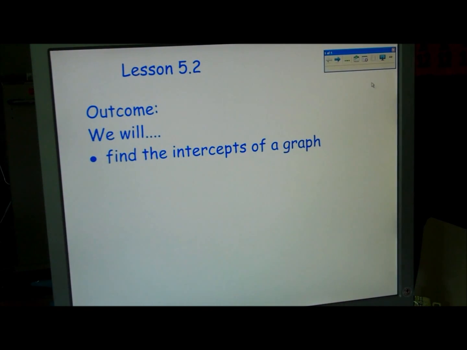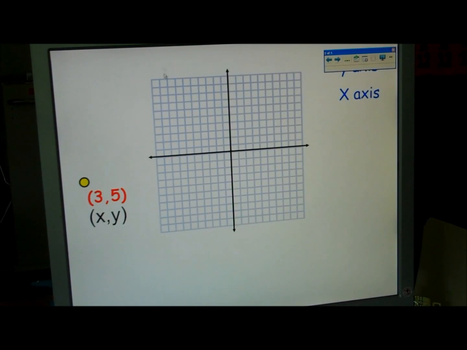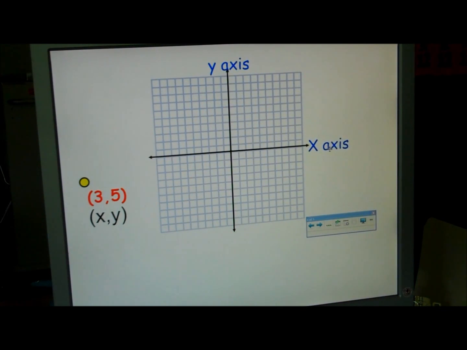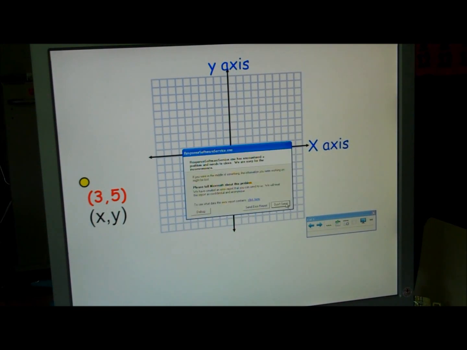Lesson 5.2, we will find the intercepts of a graph. Okay, let's do a little recall here. This is the graph, the coordinate plane, the Cartesian plane. We need to make sure we know our axes. Y-axis is here, x-axis is here. If we're going to be looking for the intercepts, we have to know what these two are.